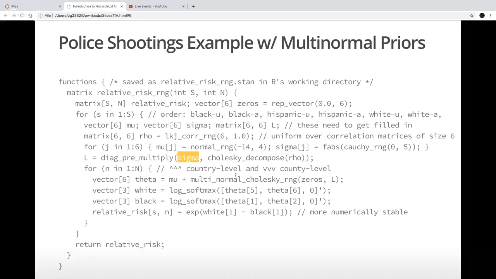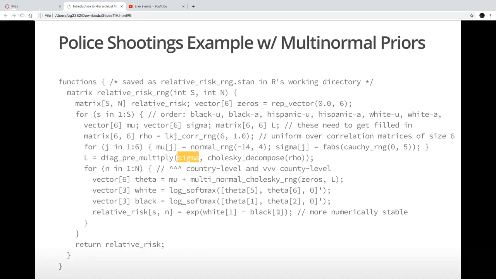We get the 2 intercepts and a 0 for white unarmed and armed, and then we get the 2 intercepts and a 0 for black unarmed and armed. We do a log softmax transformation. On the homework, I guess we were doing softmax, but that could lead to some numerical instability where both the numerator and the denominator underflow to 0, and you get 0 over 0, which is NA. So a slightly better way to do it is to take the log softmax, which is numerically stable, and subtract the first element of the log softmax for blacks.